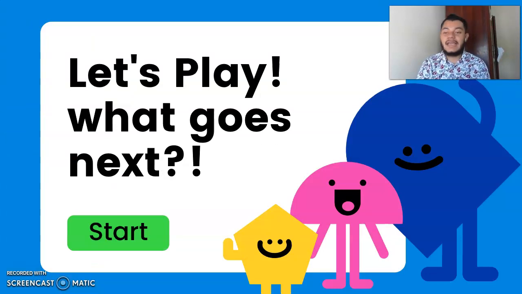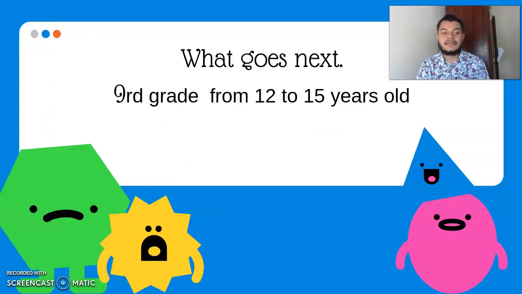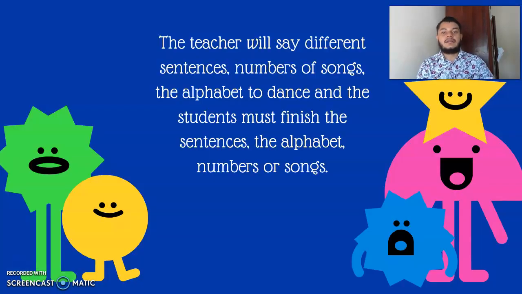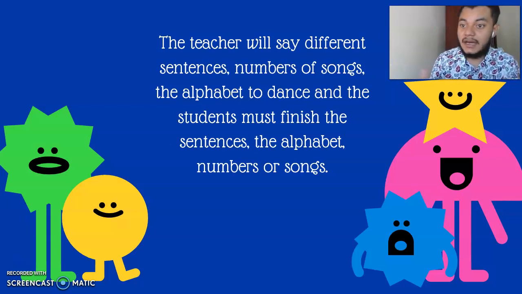Let's play What Goes Next. This is another activity. What Goes Next is the name. This is for ninth grade, from 12 to 15 years old. The description is the teacher will say different sentences, numbers, a song, or the alphabet, or anything that the teacher wants could be said.